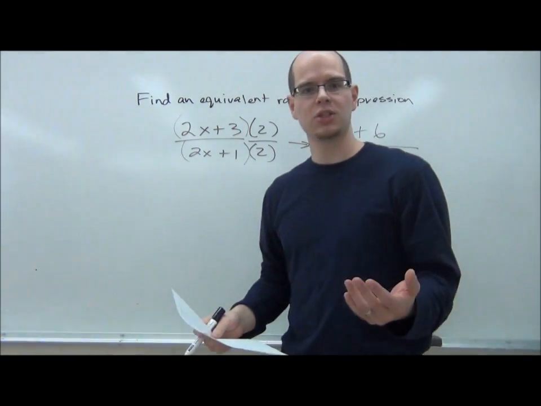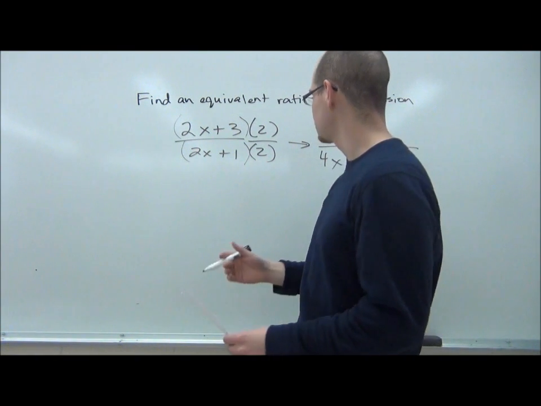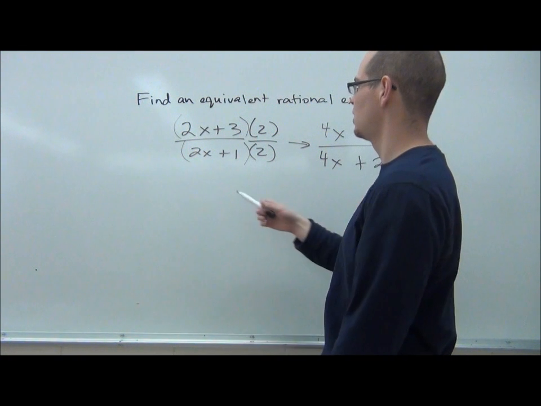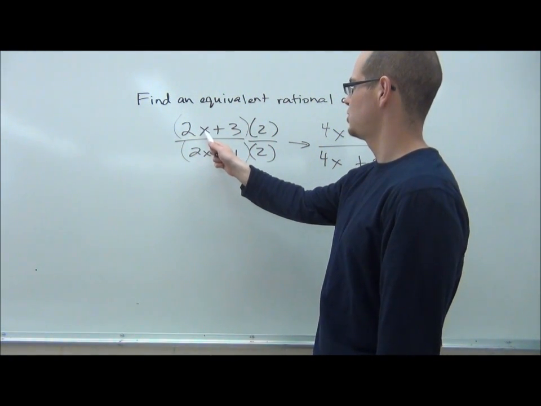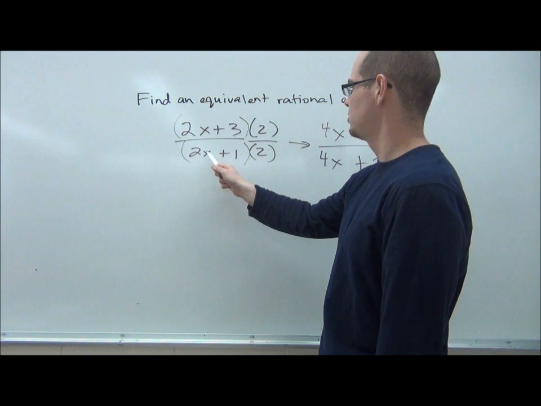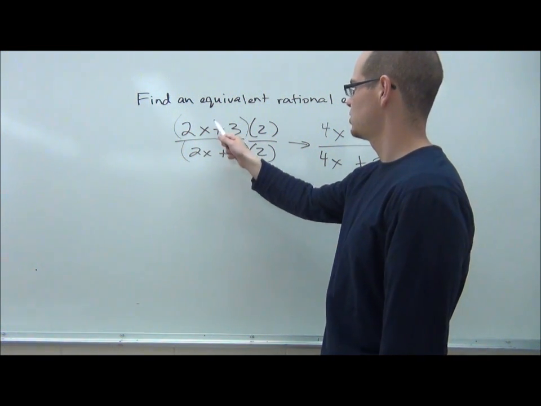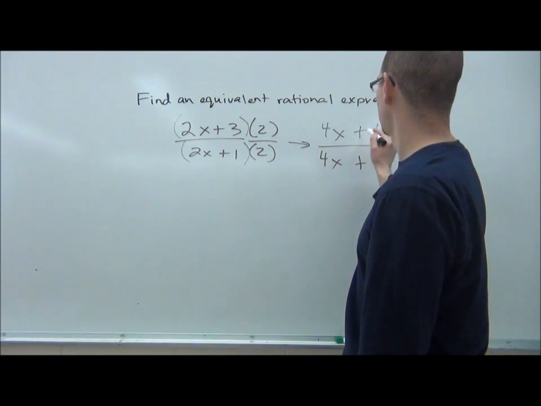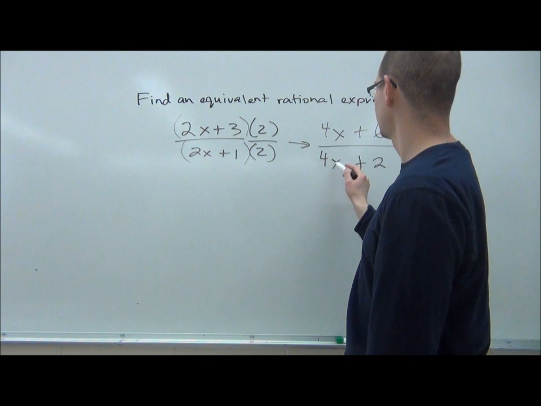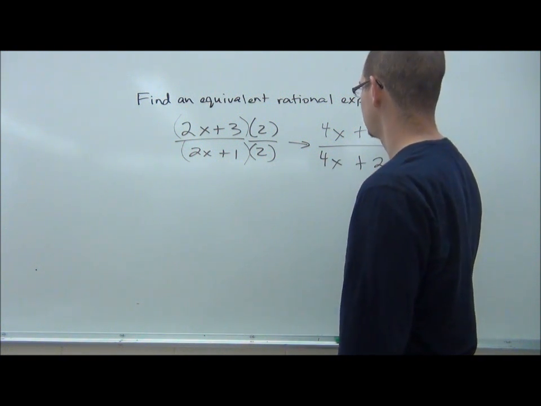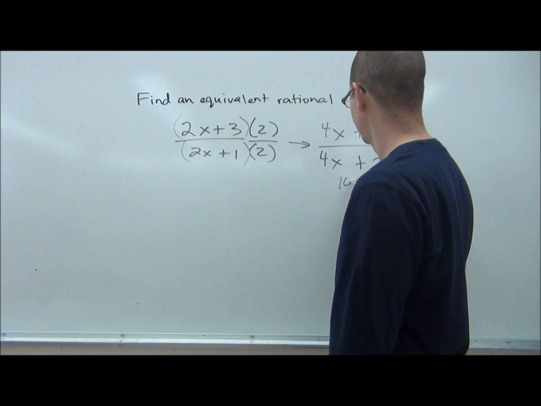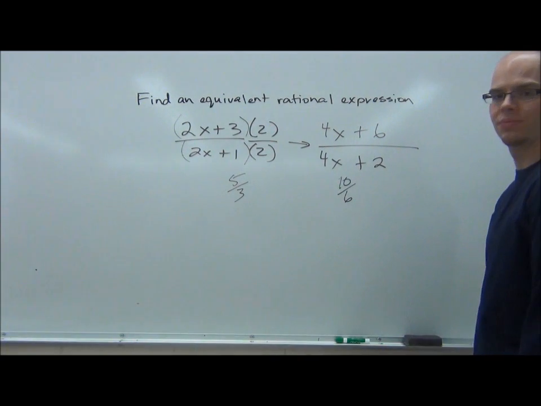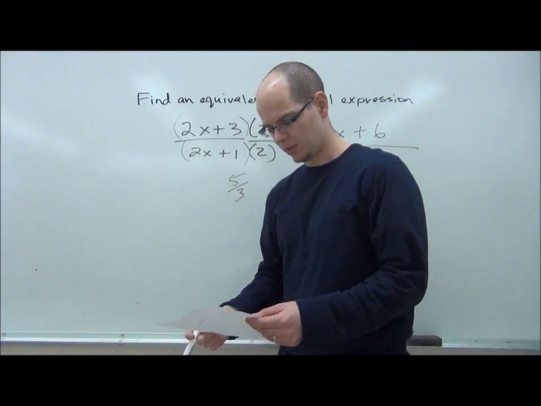In terms of it being a function, I talked about inputs and outputs. If you put a number into this, it'll spit out the exact same number that this one would. If you take 1, for instance, 2 times 1 is 2, plus 3 is 5. And then on the bottom, 2 times 1 is 2, 2 plus 1 is 3. So you get 5/3 here. Over here, 4 times 1 is 4. 4 plus 6 is 10. And on the bottom, 4 times 1 is 4. 4 plus 2 is 6. 10 over 6 is the same as 5/3. Right? They're actually equivalent. So these two expressions are equivalent as well.